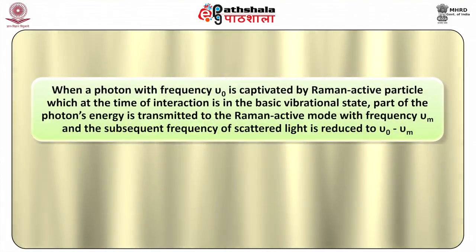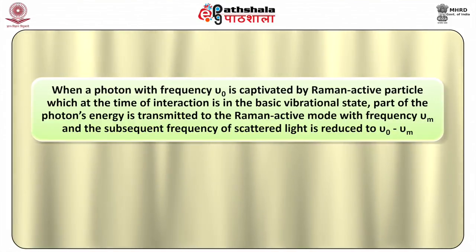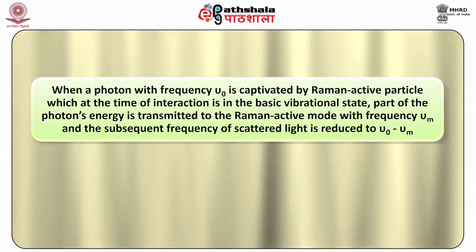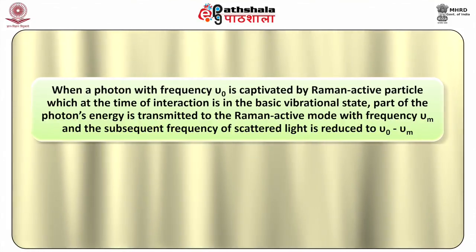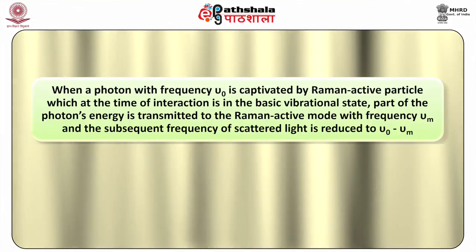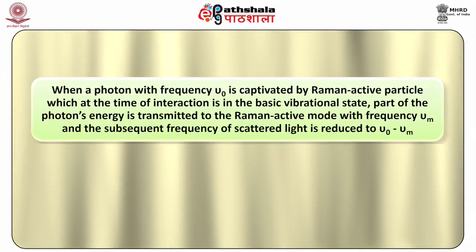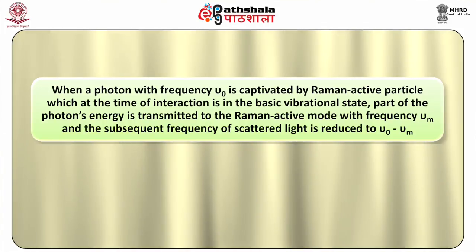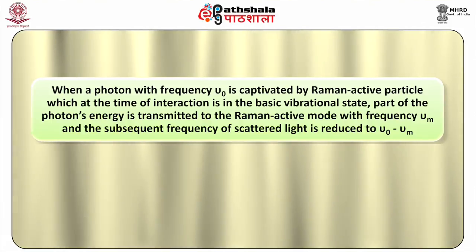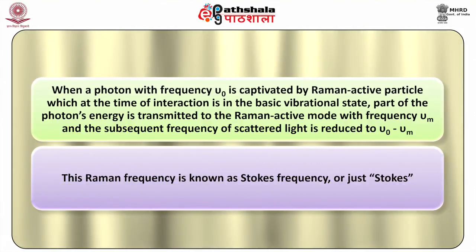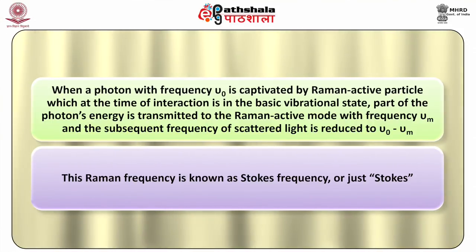When a photon with frequency mu naught is captivated by a Raman active particle, which at the time of interaction is in the basic vibrational state, part of the photon's energy is transmitted to the Raman active mode with frequency mu m, and the subsequent frequency of scattered light is reduced to mu naught minus mu m. This Raman frequency is known as Stokes frequency or just Stokes.